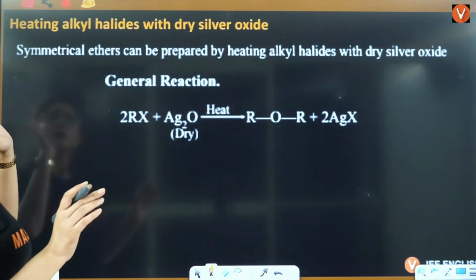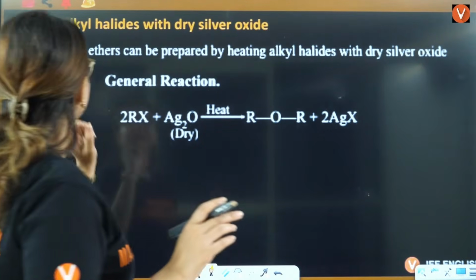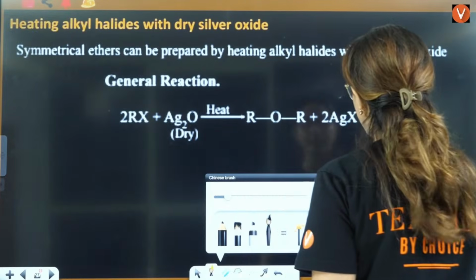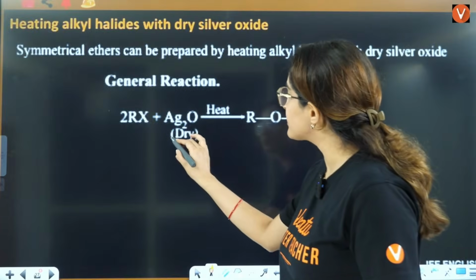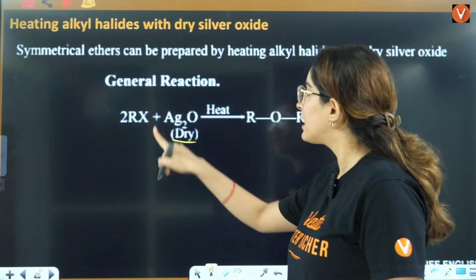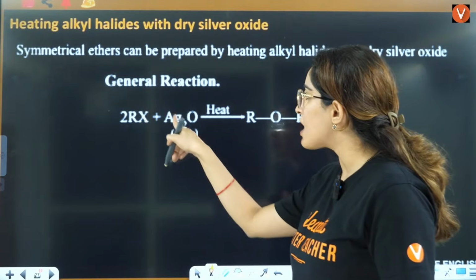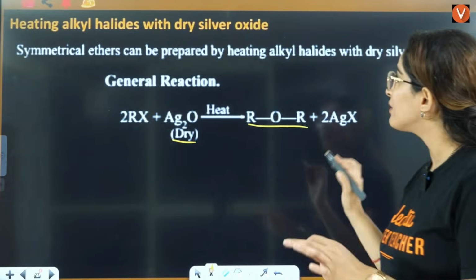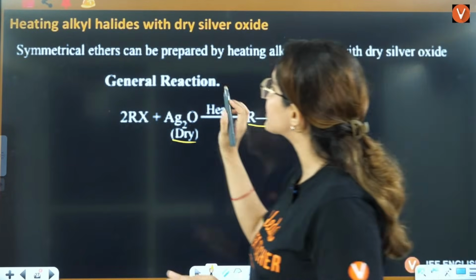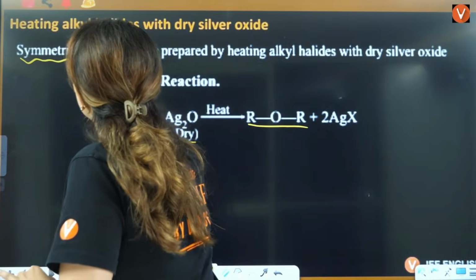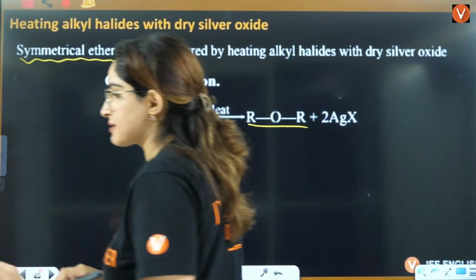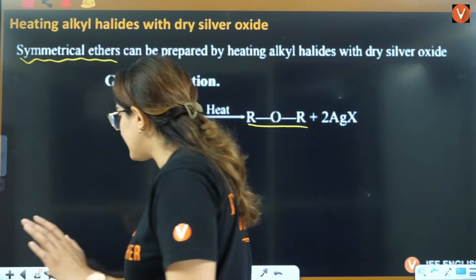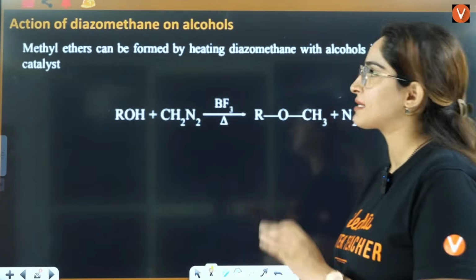Okay. So next is heating of alkyl halide with dry silver oxide. This is dry silver oxide. When you heat it, you will have the formation of ROR, and here you will always have the formation of symmetrical ethers. Unsymmetrical ethers are not possible in this case, right?